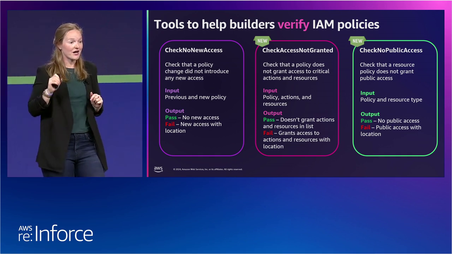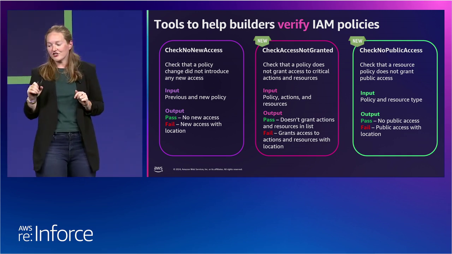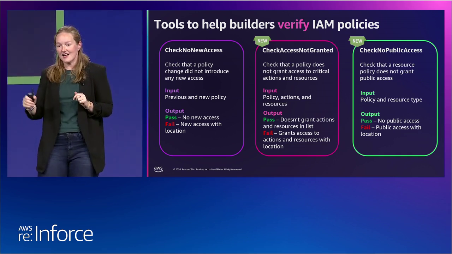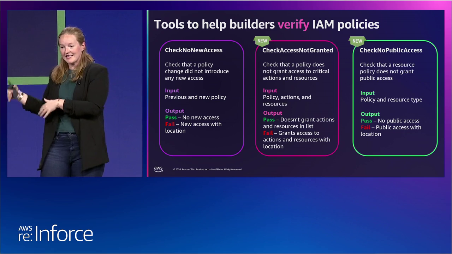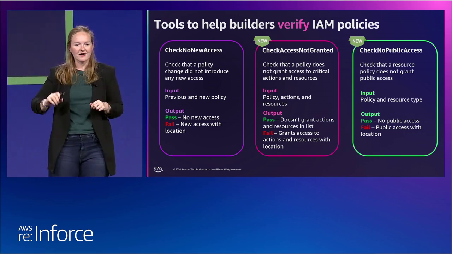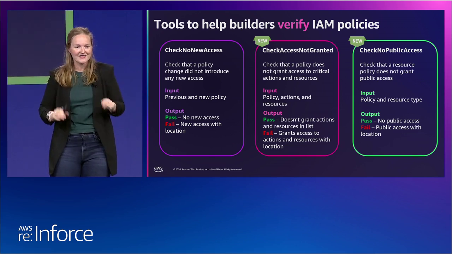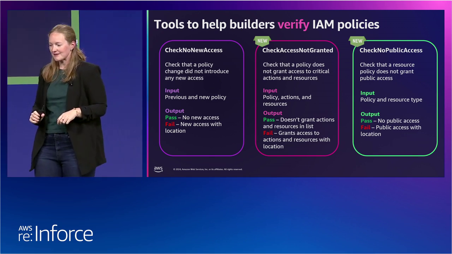So if you've got some crown jewels that you want to make sure nobody has access to delete, you can run a check that says, make sure this policy does not allow you to delete my crown jewels. You pass in the policy, you pass in what you care about. We give you a pass or a fail. Pass if it does not grant access, fail if it does grant access.